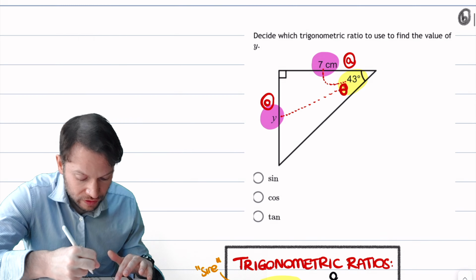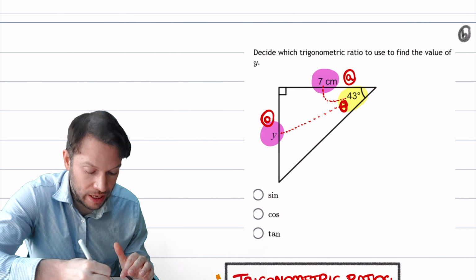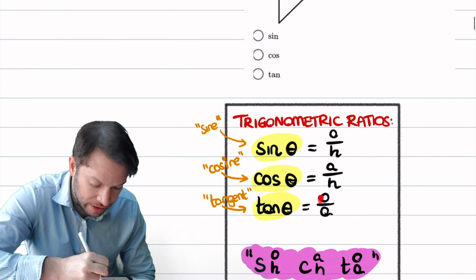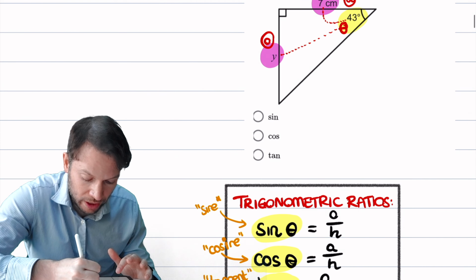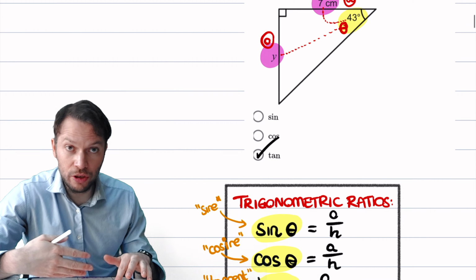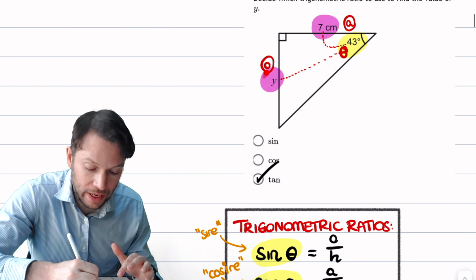Now, which of these three are we going to use here? Well, involving the opposite, O, and the adjacent, A, which one of these three uses O and A? We can see it's this one here. It's tan of theta, so therefore we are going to use tan. And in the video after, we're going to use this trigonometric equation to work out what that side length is.